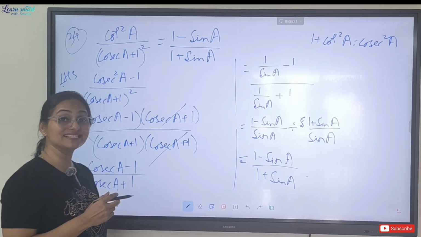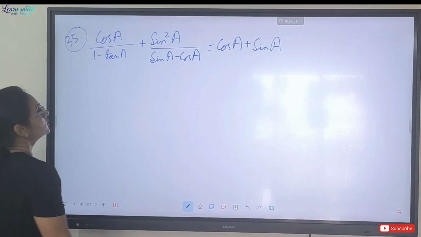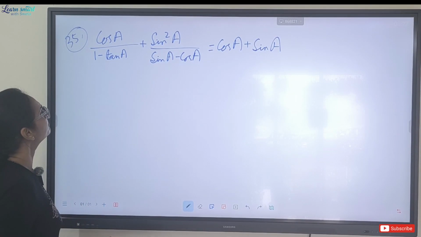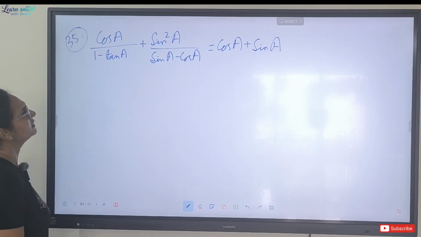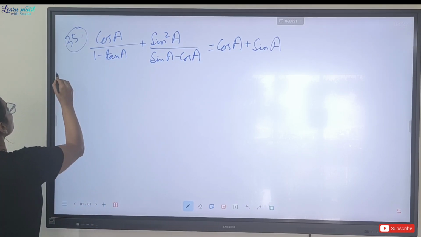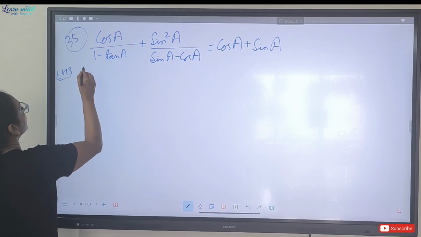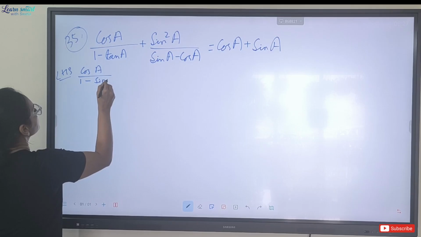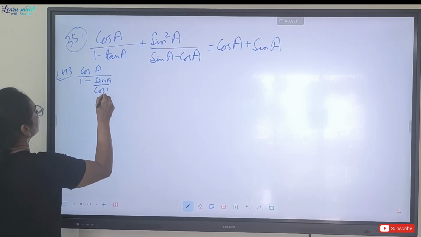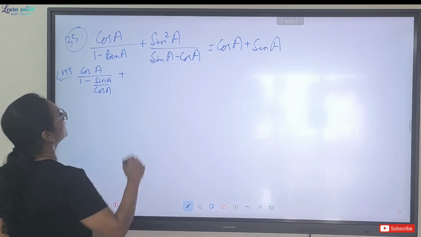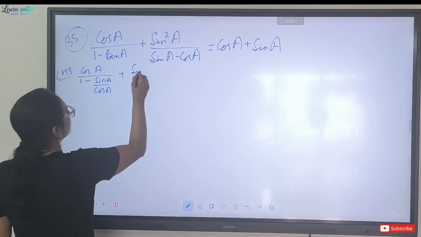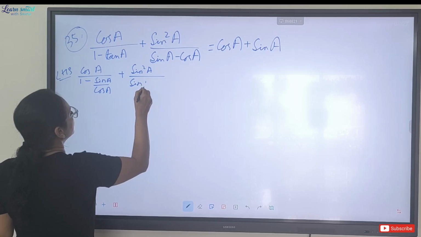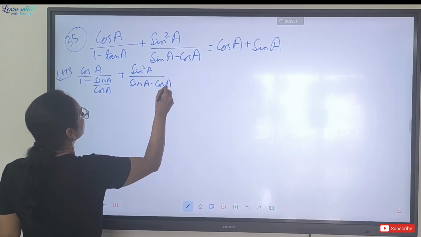We are done. Let's see the next question, question number 35. How do we solve this? Simply we will write sine by cos for tan and let's try solving it. So, LHS, we will write cos A by 1 minus sine A by cos A. And this one will remain as it is. So, we will write sine square A by sine A minus cos A.